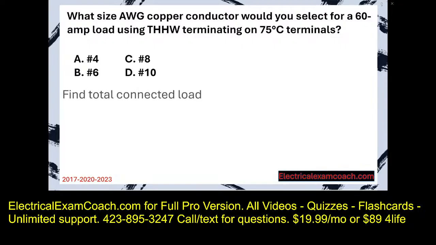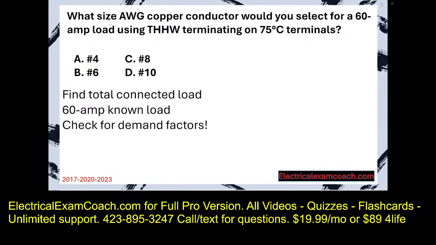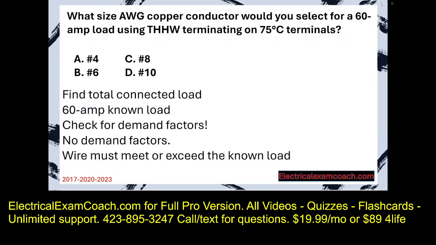Step 1, find the total connected load. Well, in this case, we already have the load. It's 60 amps, but we must check for demand factors. They've not told us about a specific piece of equipment or that it's a continuous load, so there are no demand factors. But we have to learn one important rule for sizing wire. The wire must meet or exceed the known load. There is no next size up rule. The wire always has to meet or exceed the known load.